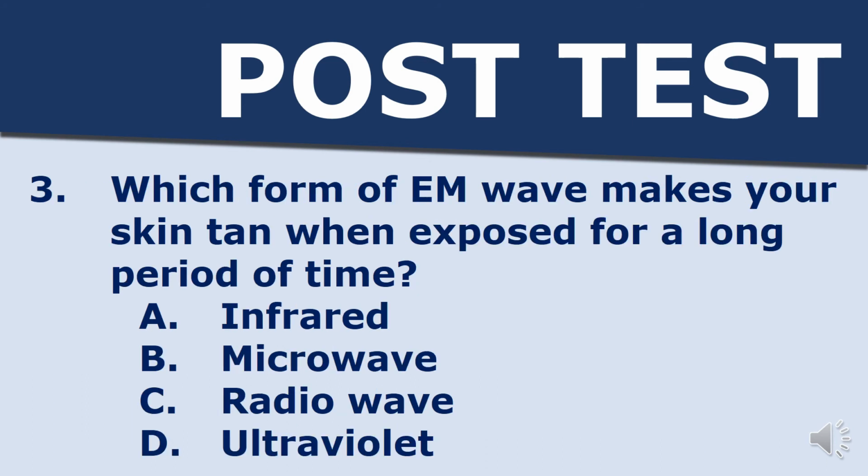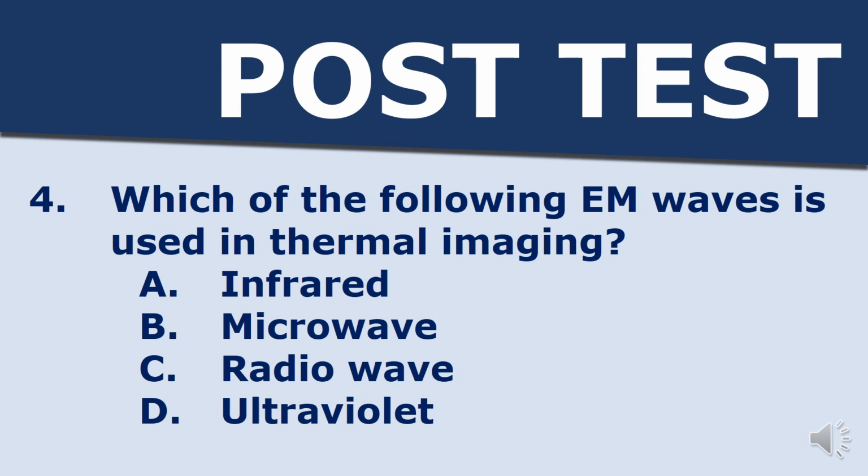Number 3. Which form of electromagnetic wave makes your skin tan when exposed for a long period of time? A. Infrared. B. Microwave. C. Radio wave. D. Ultraviolet. Number 4. Which of the following electromagnetic waves is used in thermal imaging? A. Infrared. B. Microwave. C. Radio wave. D. Ultraviolet.